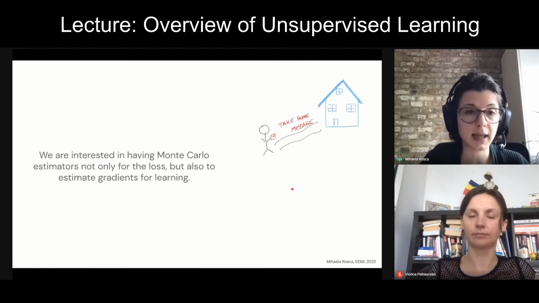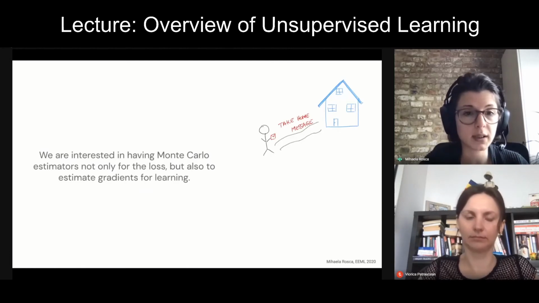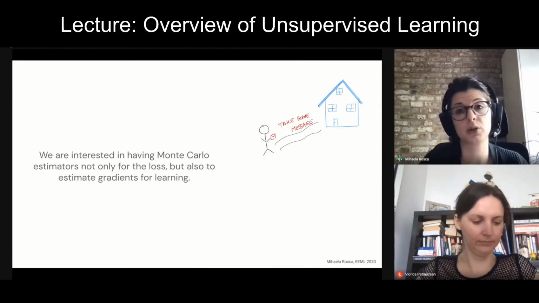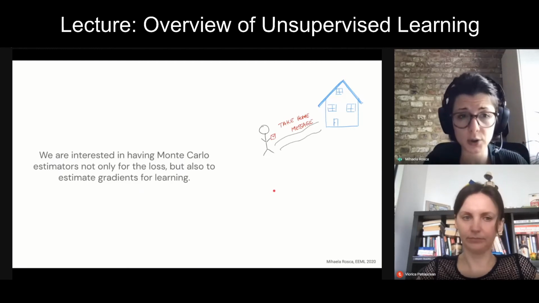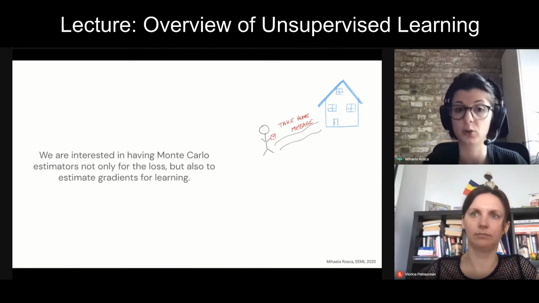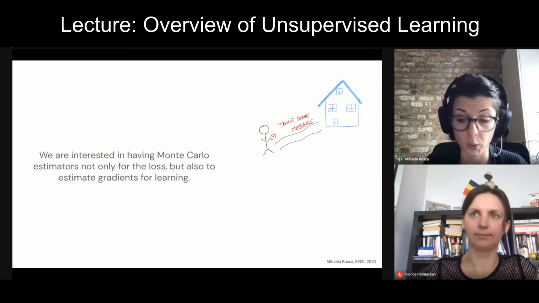The key take-home message here is that we're interested in Monte Carlo estimators, not only for the loss, but also to estimate gradients in training. We've seen that in the maximum likelihood case, and what these estimators, the score function and the pathwise estimator, are doing is just different tricks to get to Monte Carlo estimators for gradients. So this is quite important.